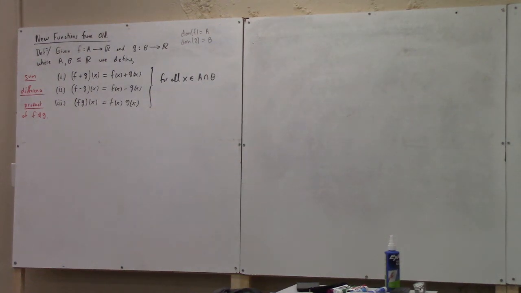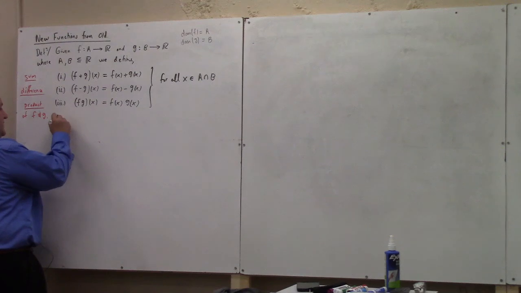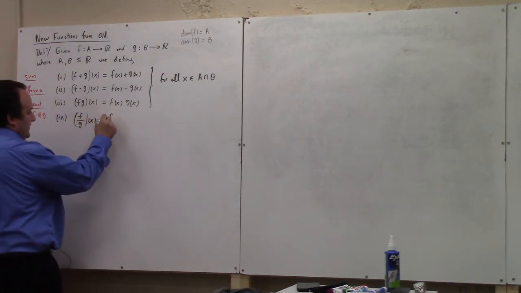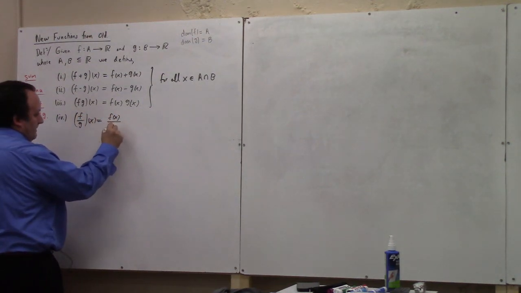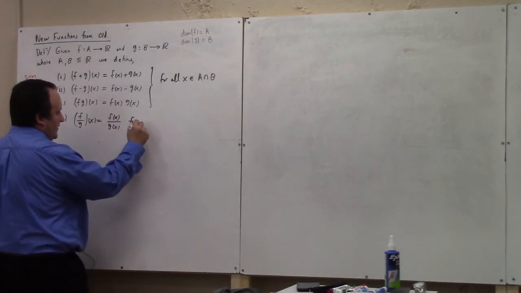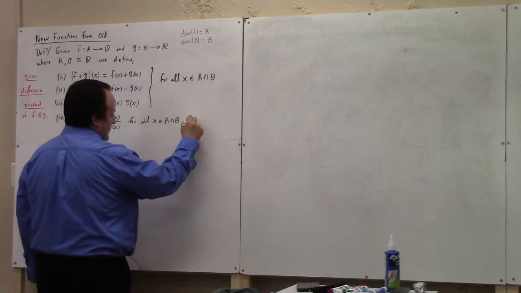Now, what else can we do with two functions? We could divide them, right? So that's case 4, which is also called the quotient of f and g. So f over g of x is equal to f of x over g of x. And this is for all x in the intersection such that what?